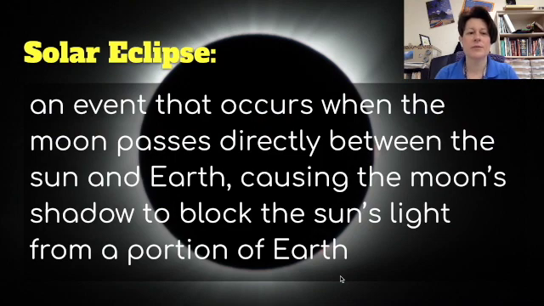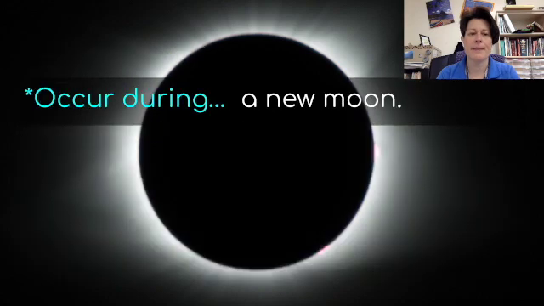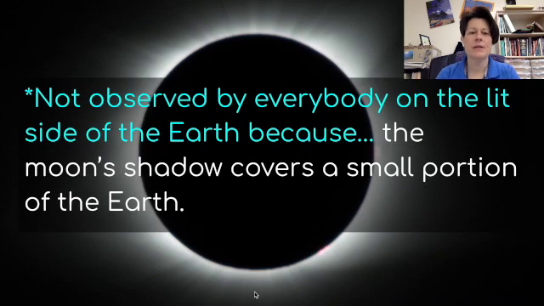So that is some of God's predictability in the universe, which is a really cool thing. So the first type of eclipse we're going to talk about is a solar eclipse. This is an event that occurs when the moon passes directly between the sun and earth, causing the moon's shadow to block the sun's light from a portion of earth. And here, this is a total solar eclipse. You can see the corona of the sun in the background. This occurs during a new moon only, so it has to be the new moon phase. And it's not observed by everybody on the lit side of the earth because the moon's shadow covers a small portion of the earth. So not everybody's going to see this.